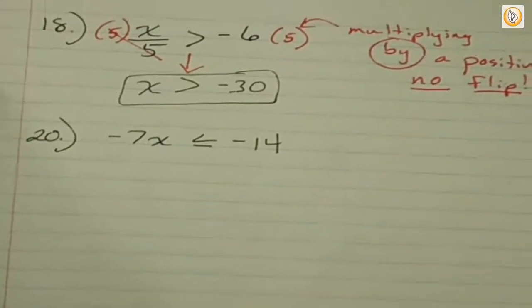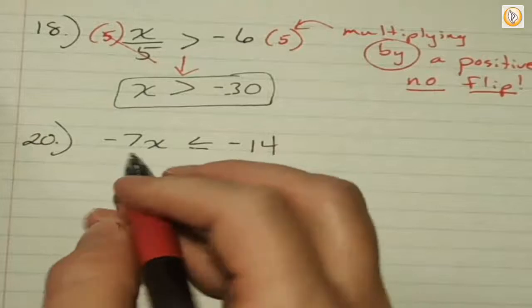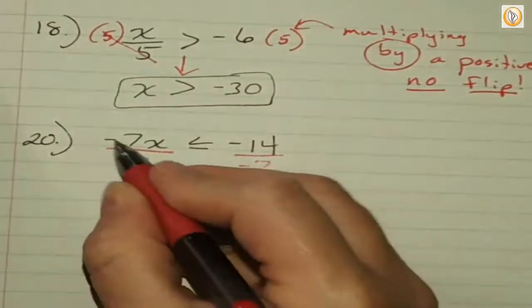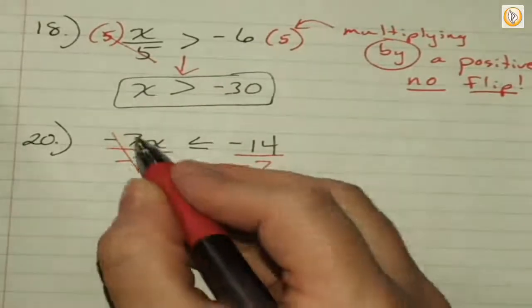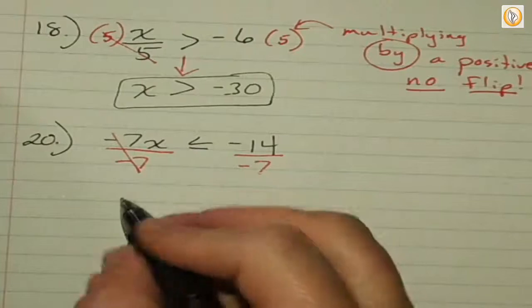Okay, so we would divide both sides by 7. By what? Negative 7. Very good. Why are you dividing both sides by negative 7? Because we're multiplying negative 7 by x. Perfect. Now tell me what to do.